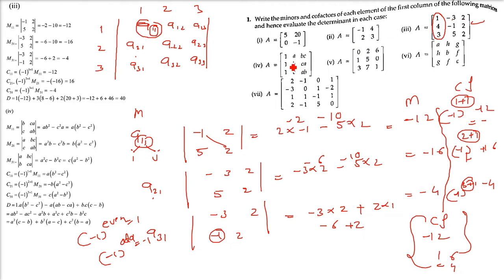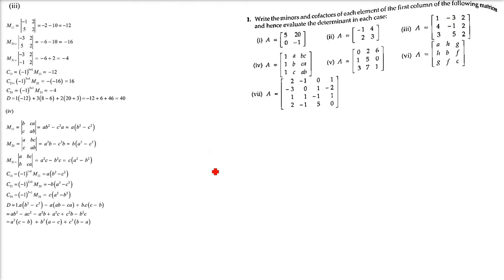Okay. Now, the determinant can be computed easily. 1 into minor plus 4 into minor plus 3 into minor, or in cofactor, 1 into cofactor plus 4 into cofactor plus 3 into cofactor, right? Let us take the fourth one now.